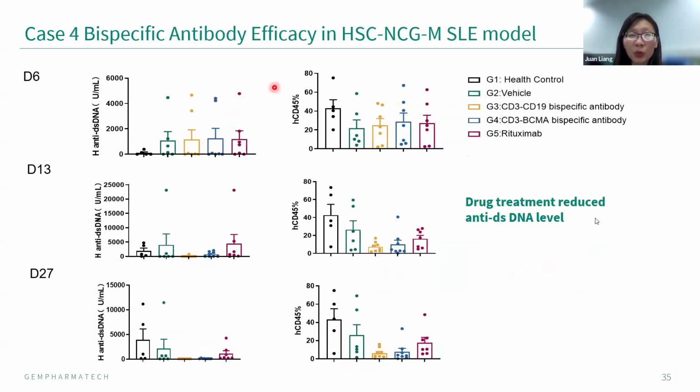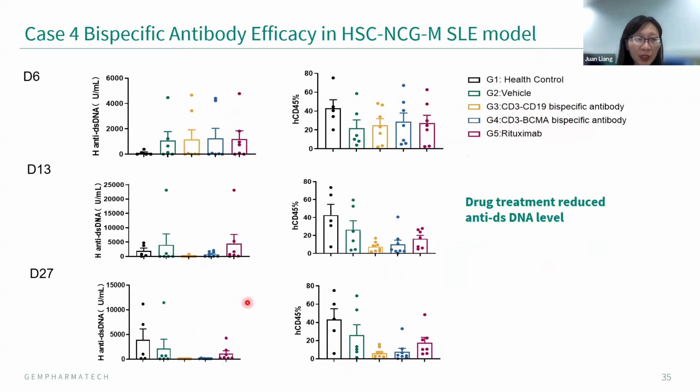And in this model, we also evaluate the bispecific antibody drug efficacy. We tested two drugs here. One is a CD3 CD19 bispecific antibody. The other is a CD3 BCMA bispecific antibody. Both drugs are targeting B cells.